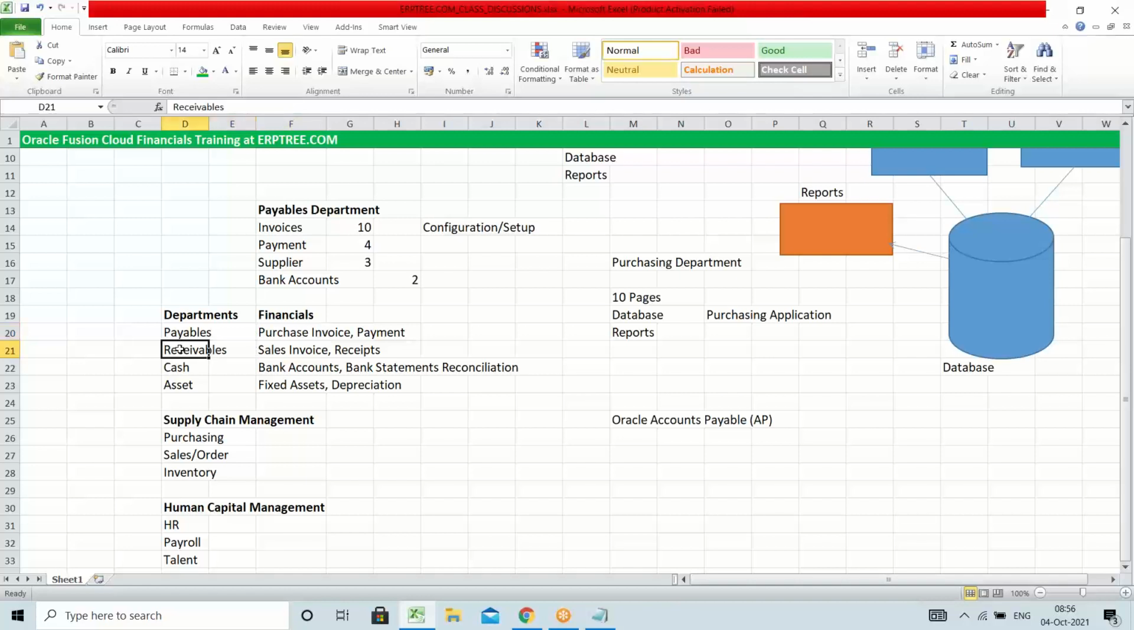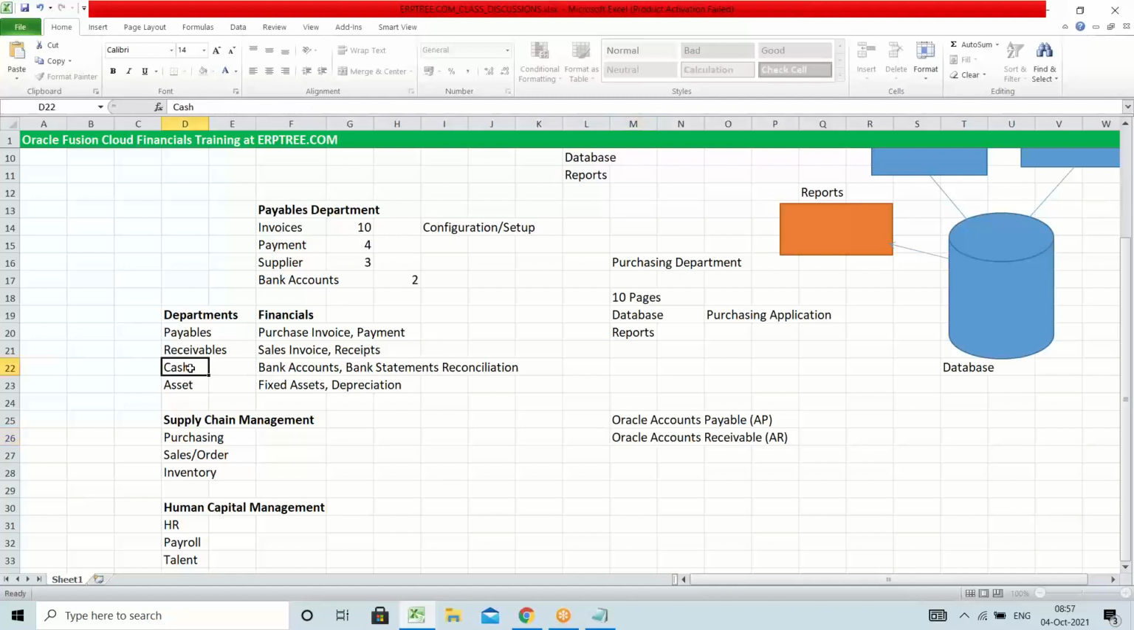What does the receivables department have to do? They have to create the sales invoices, and they have to create the receipts when they get the payment from the customer. To create the sales invoices and the receipts, Oracle is providing an application called Oracle Accounts Receivable, short name AR. By using it, any company can create the sales invoice and the receipts.